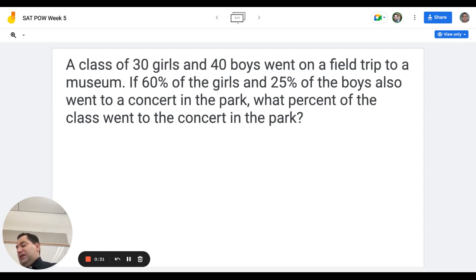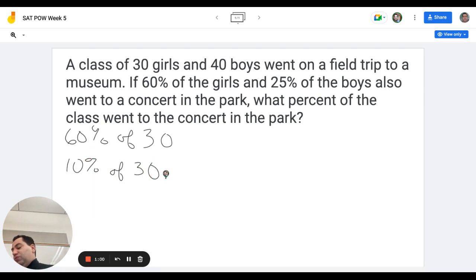We do that by taking 60% of 30. It's a good strategy to know how to take percents mentally. One of the easiest ways to do that when your percents end in zero is to take 10%. Whenever you take 10% of a number, all you have to do is move the decimal point one position to the left. So 10% of 30 is 3.